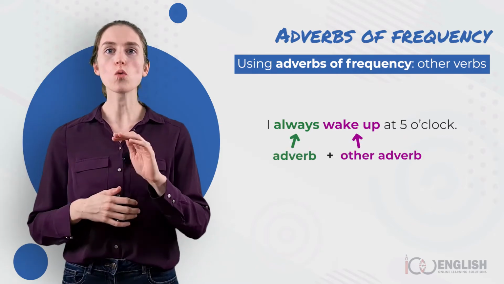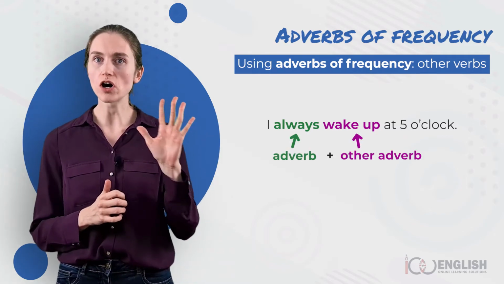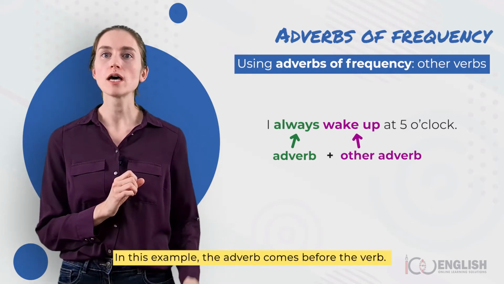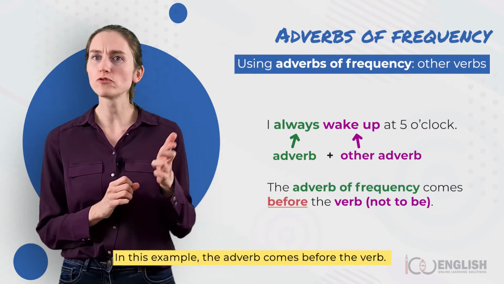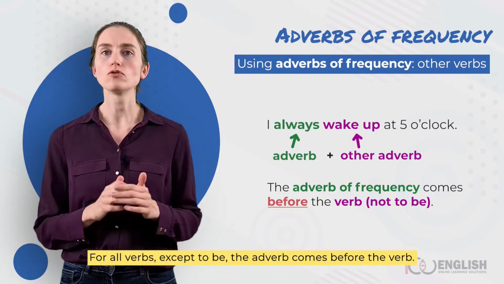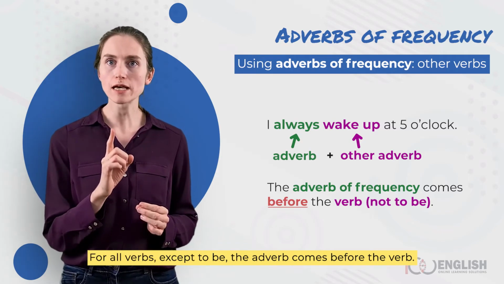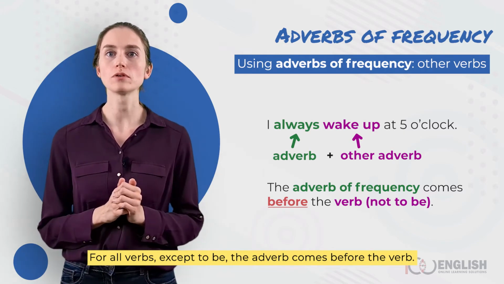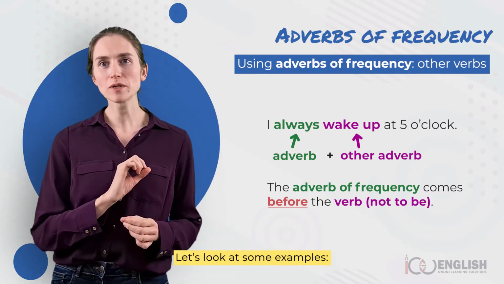I always wake up at 5 o'clock. In this example, the adverb comes before the verb. For all verbs except to be, the adverb comes before the verb. Let's look at some examples.